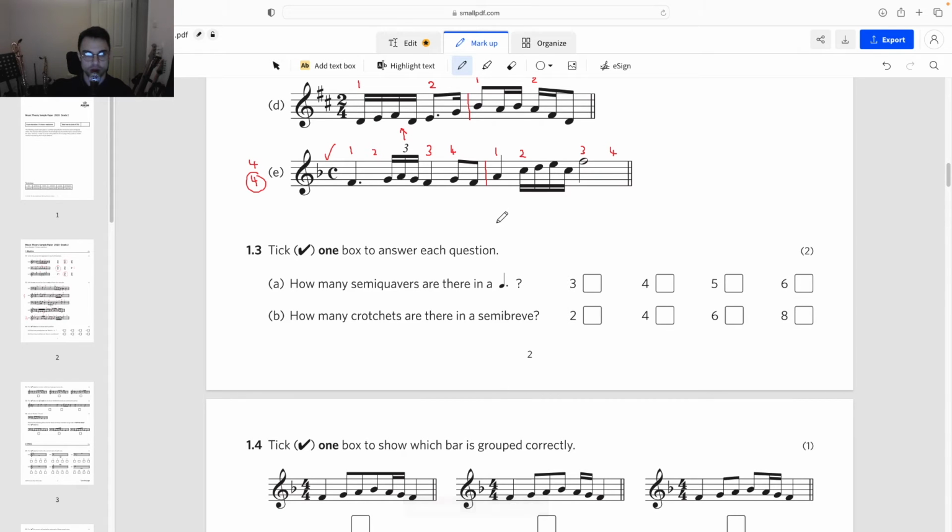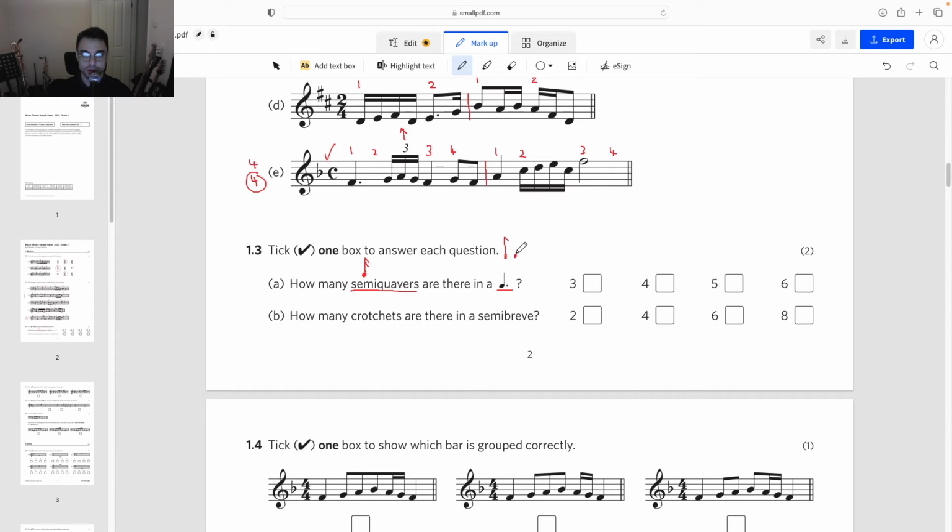Okay, 1.3. Tick 1 box to answer each question. How many semiquavers are in a dotted crotchet? All right, so semiquavers, watch out, they're asking for those notes, hey? Semiquavers. So what is a dotted crotchet made up of? What's the next value down that we can use? Well, we can use quavers.